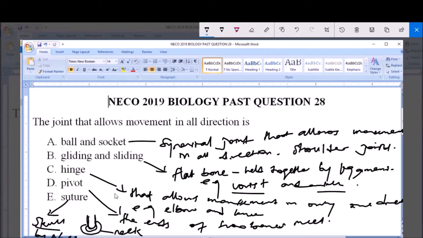So it's only found in the skull. Now the question says the joint that allows movements in all directions is A, ball and socket joints. Like I said, a ball and socket joint is a synovial joint that allows movements in all directions, and examples are the shoulder joint and the hip joint. So option A is the answer to this question.